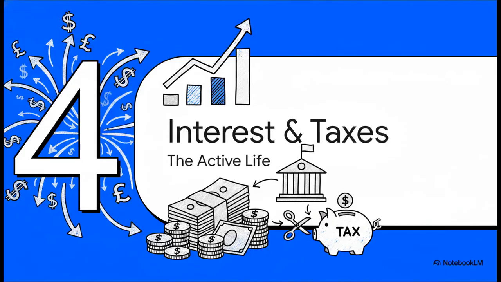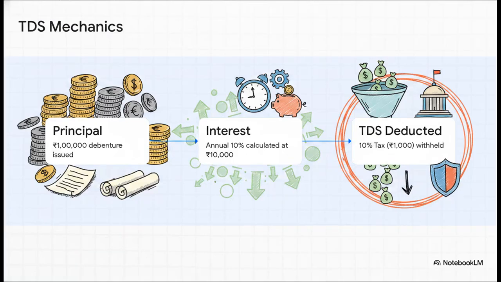Section 4, Interest, Taxes, and Losses. We're now stepping into the active life phase of the debenture. This is where we track the money as regular interest accrues to the lender. And, well, inevitably, the government steps in for its cut.